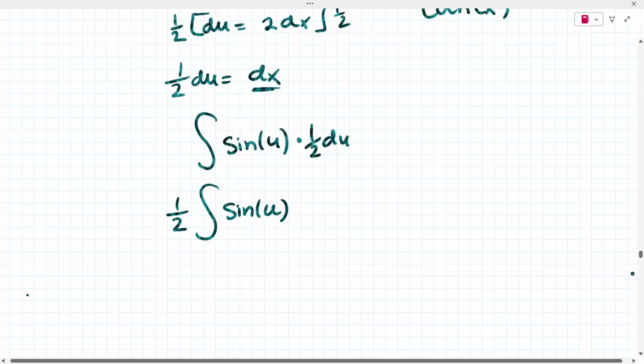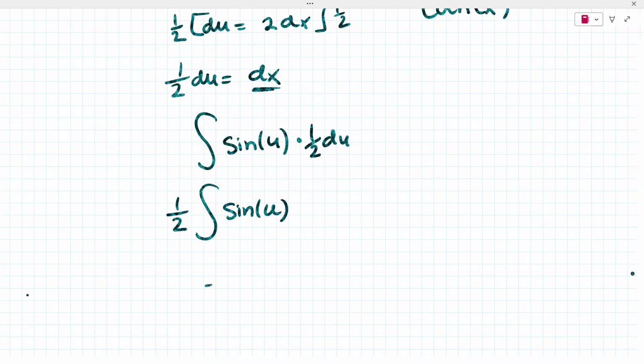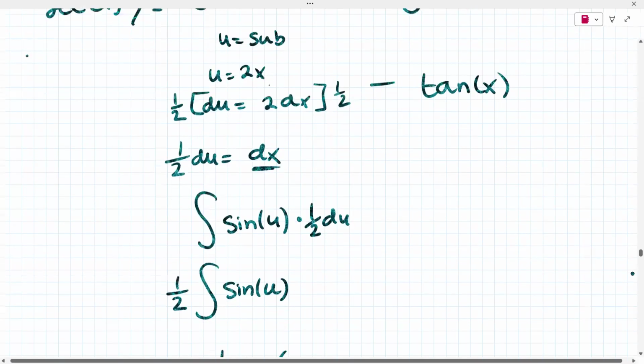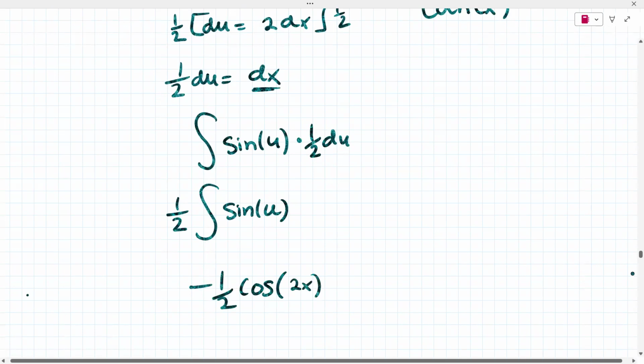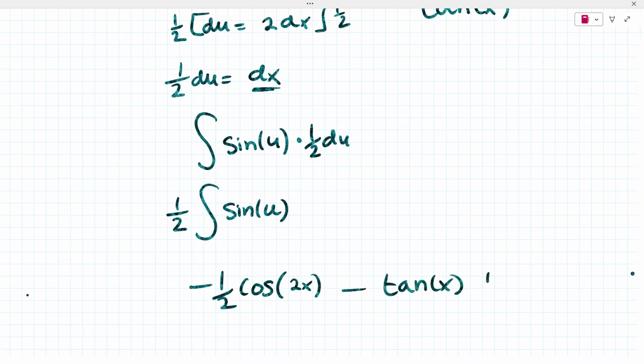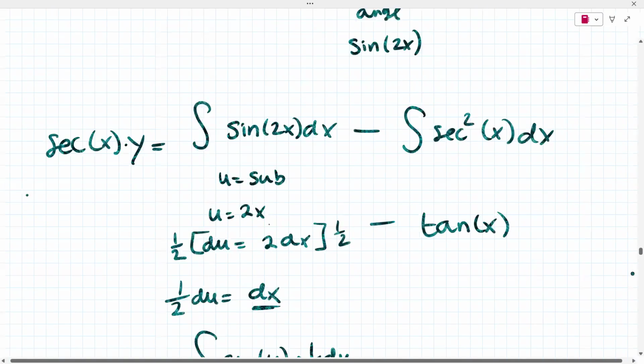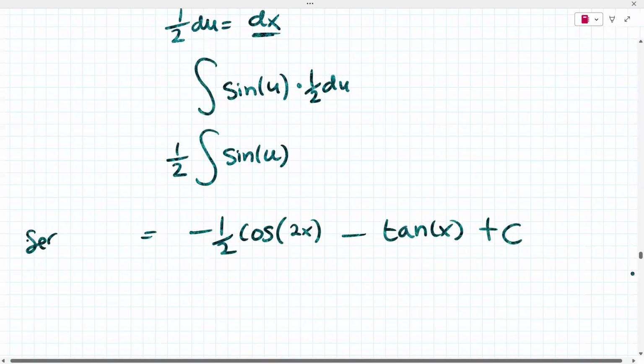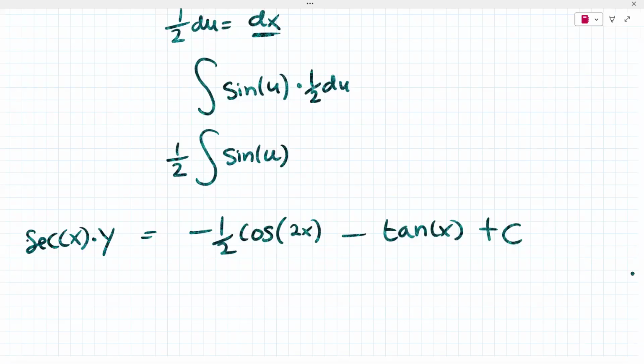And then, what's the integration of sine of u? It's negative cosine. So it's going to be negative 1/2 cosine of u, and our u is 2x, minus tan of x plus c. And then on the left, it was secant x times y. Okay, now we do have to solve for c because we have an initial condition.